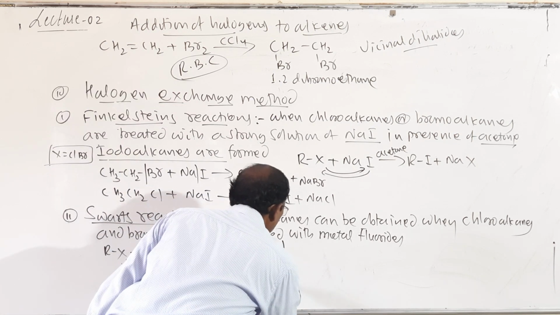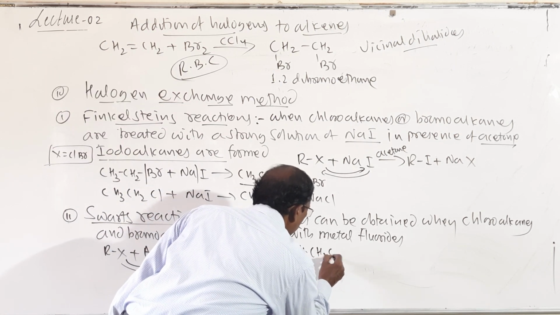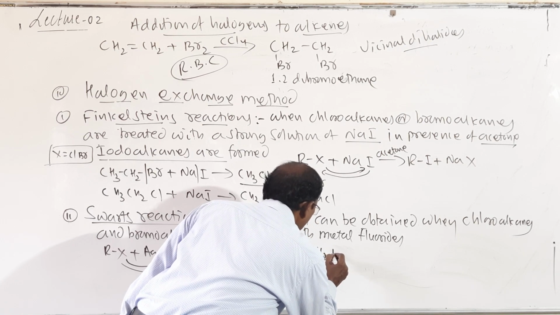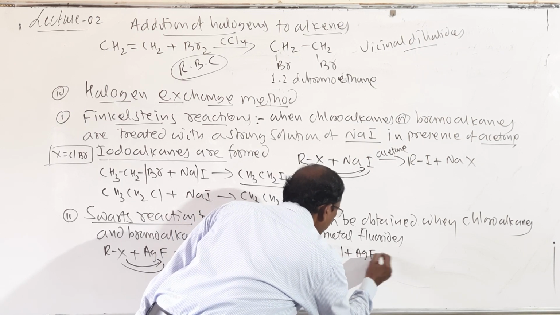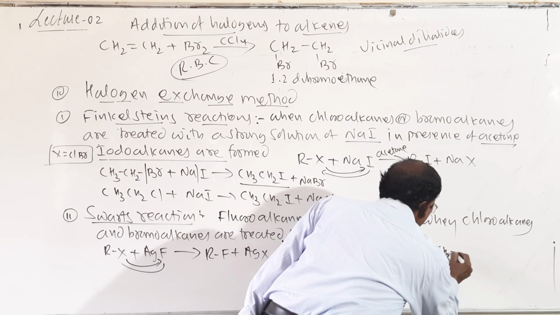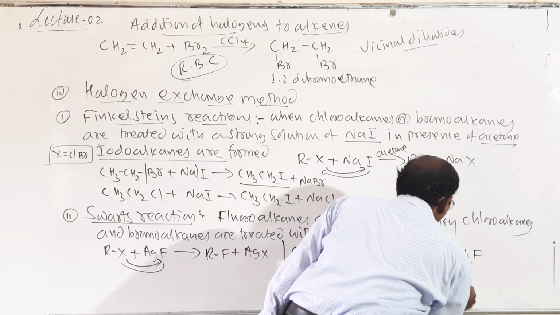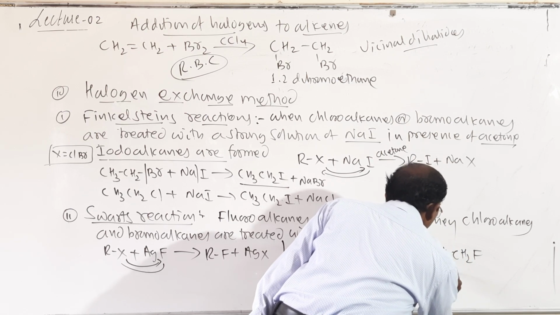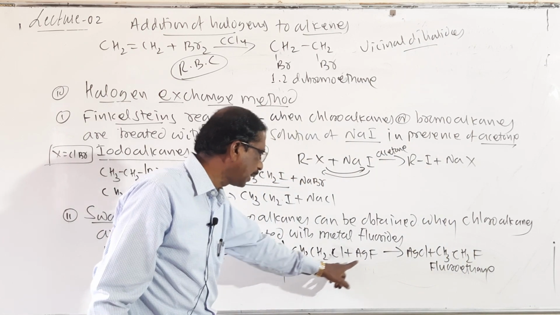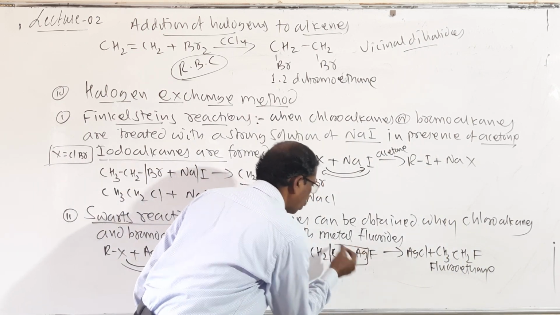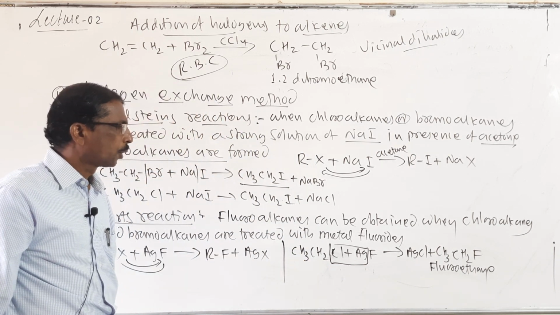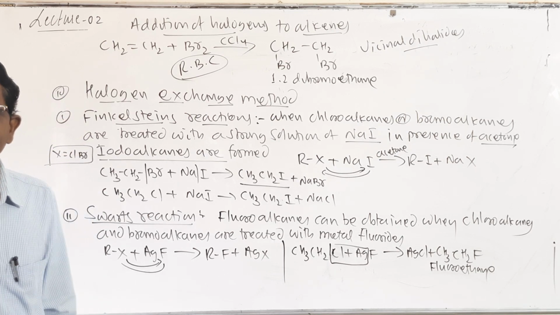I will write an example here: CH3CH2Br or Cl plus AgF. Then you will get AgCl plus CH3CH2F, that is called fluoroethane. Look here students, CH3CH2Cl plus AgF. This AgCl goes out and then it forms CH3CH2F. Fluoroethane is formed. So it is called the Swarts reaction.